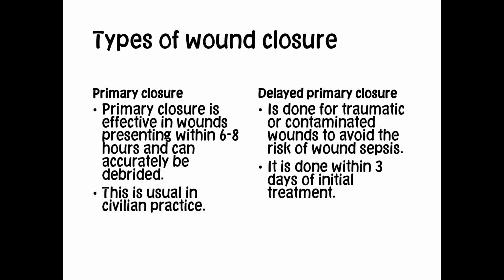From there, we are going to discuss the types of wound closure. As we had discussed, wound closure is either by primary closure, secondary closure, or tertiary closure. Primary closure is effective in wounds presenting within 6 to 8 hours that can be accurately debrided, and then they can be sutured and closed. This is common in civilian practice, in our communities. Delayed primary closure is done for traumatic or contaminated wounds to avoid the risk of sepsis. The wound is initially left open, and then after 3 days of initial treatment, the wound can be closed.